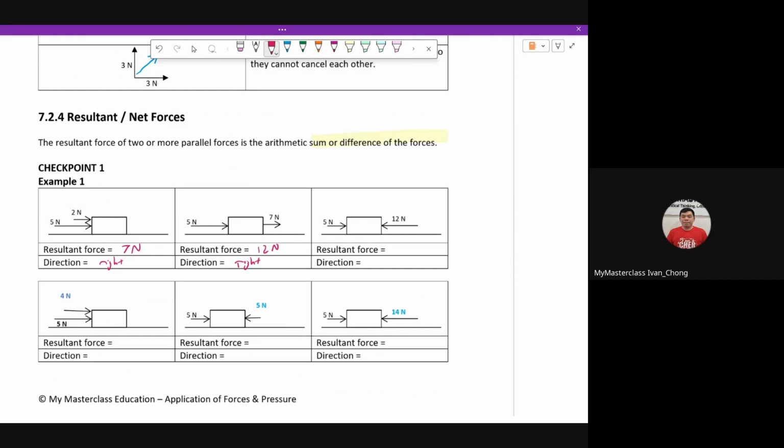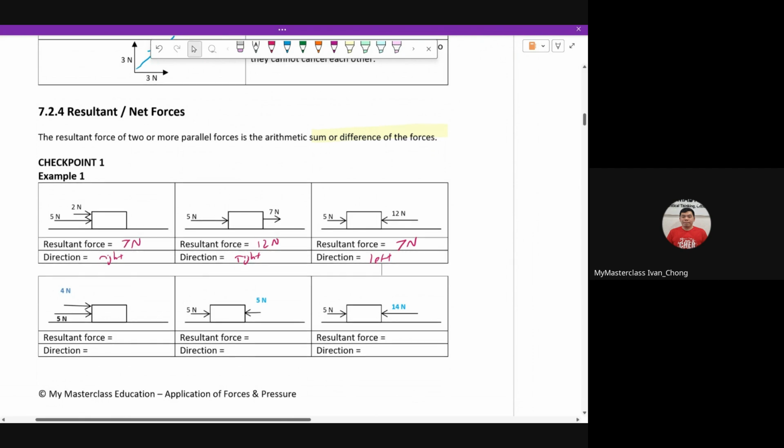And if you see that they are actually in opposite directions, we actually minus them away. So we take the bigger one minus the smaller one, 7 newtons, this will be to your left. Now, similarly, if you do the one below, this is 9 newtons to the right, this will be 0 newtons. There is no direction. And basically, this one will be 9 newtons, and this will be to your left.